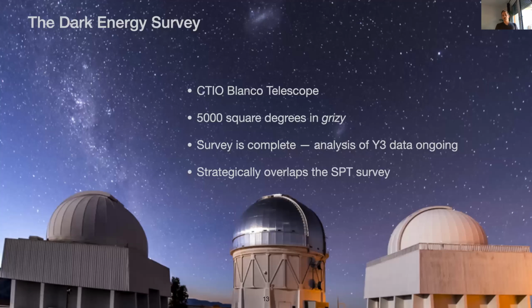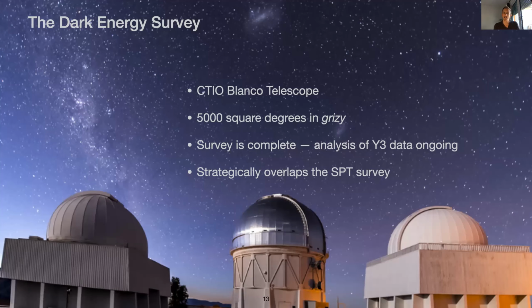Now let's switch gears and talk a little bit about synergies with the Dark Energy Survey. As I suppose most of you know, the Dark Energy Survey was conducted at the CTIO Blanco telescope. It covers 5,000 square degrees in 5 broadband filters. At this point, the survey is complete, and the collaboration is mainly focusing on analyzing year 3 data.